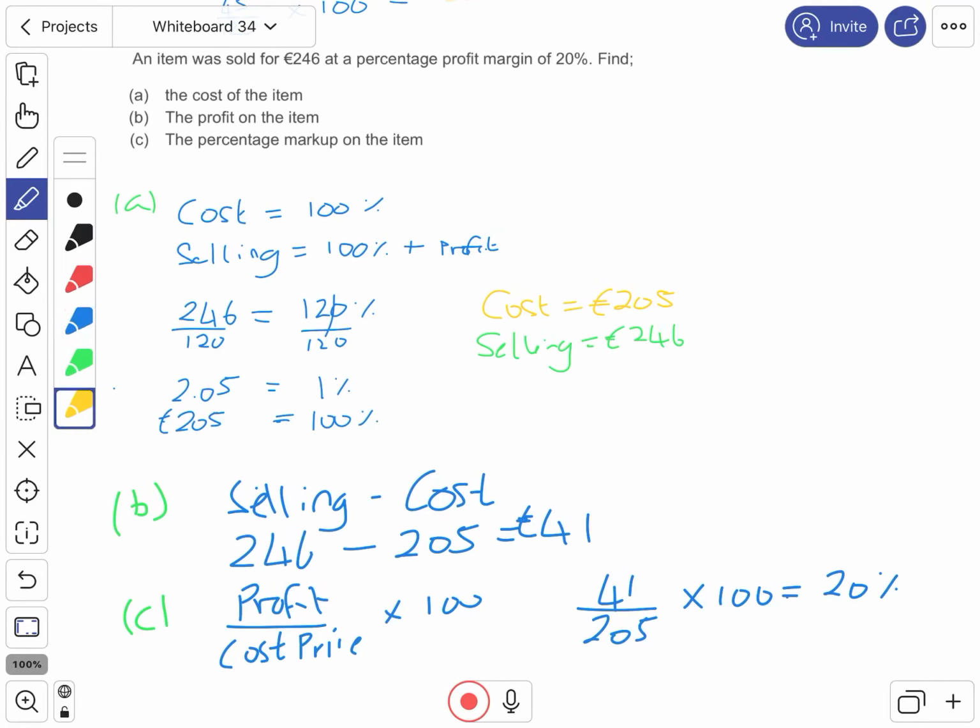So for these ones here, the cost of the item was my 205. It's worth 100%, so that's the cost. The 20% was the €41, or just subtract the selling from the cost. And then the profit margin, or sorry, the markup was 20%. And I know my markup is my profit over cost price.